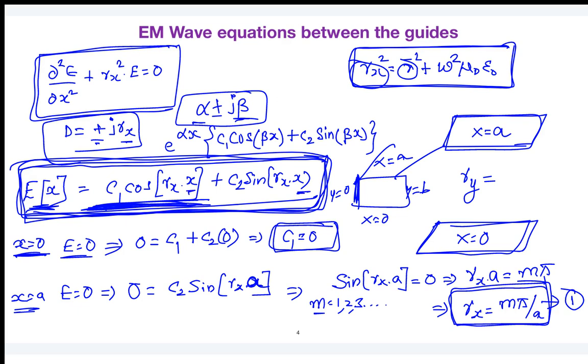Again the same story. At y equal to 0, your electric field is 0. At y equal to b, your electric field is equal to 0. So in rectangular waveguides, similarly to the same equation, instead of a you are going to get b. So let me write that, with integer n, as n pi by b. Because whatever you have done for the x direction, the same thing you have to do for the y direction.